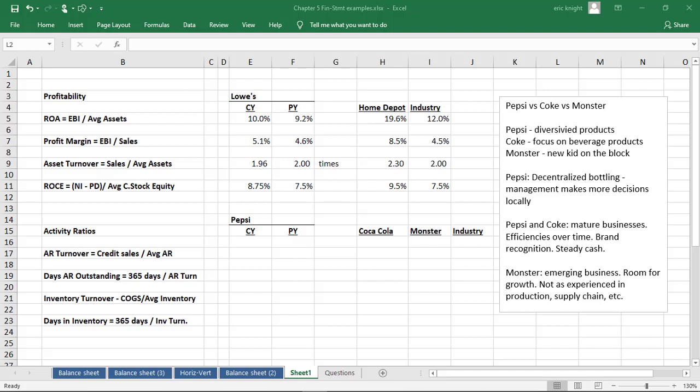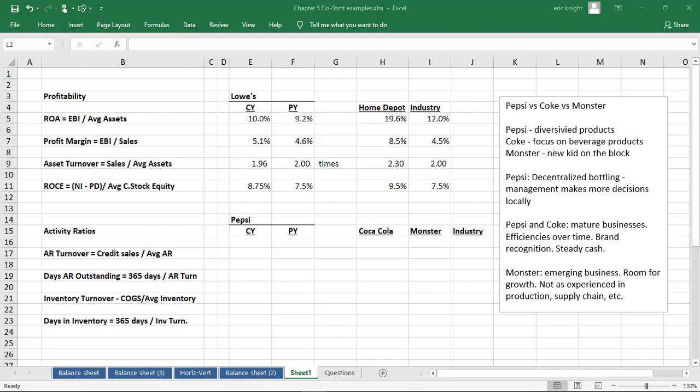Pepsi is decentralized bottling as far as the management is concerned. So managers get to decide on a local level how they want to produce the products. They supposedly know the area better. Whereas the Coke decisions on bottling come from higher up, and they're passed down to those localized areas.